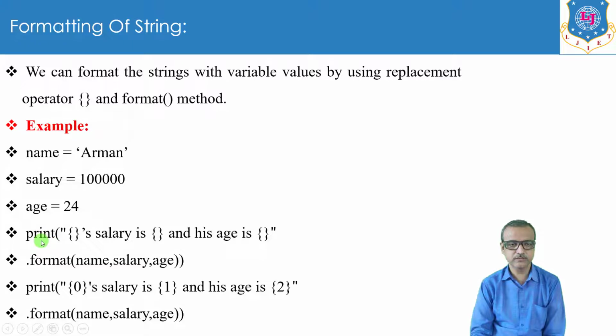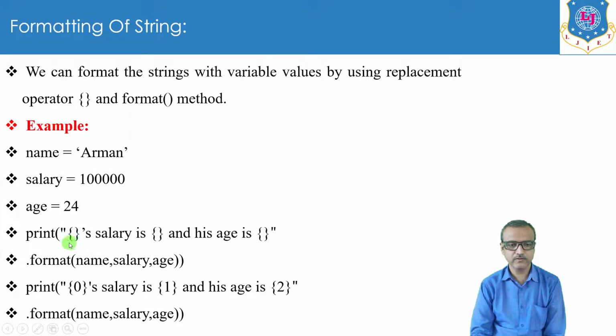Then after this, the print statement, that is print. Now this is the replacement operator, apostrophe s. Salary is, again we have this replacement operator, and his age is, again we have this replacement operator. Don't forget to write down these double quotes. Then after that the format method, that is dot format name.